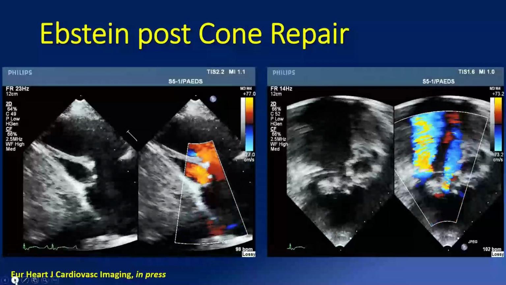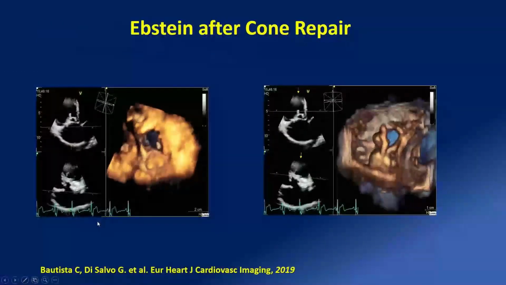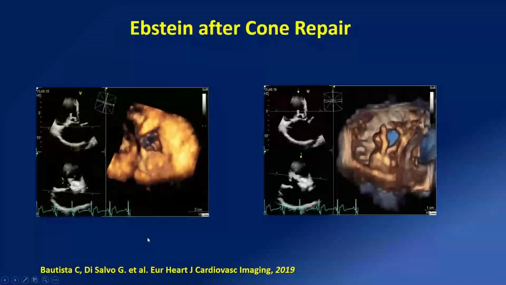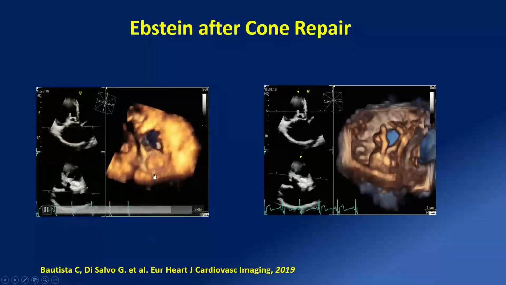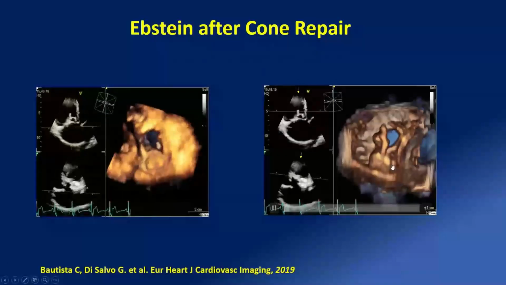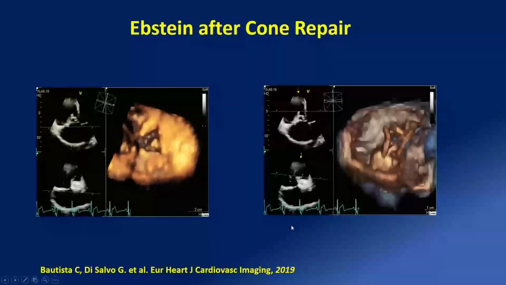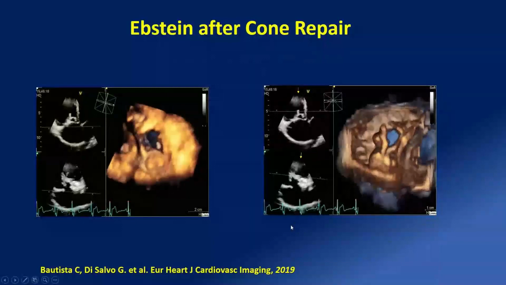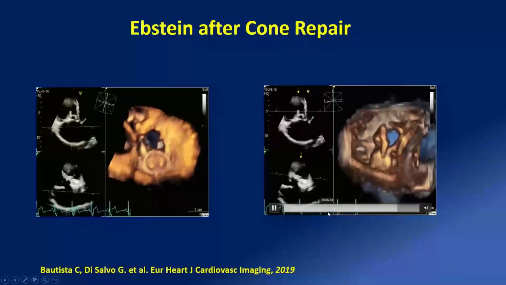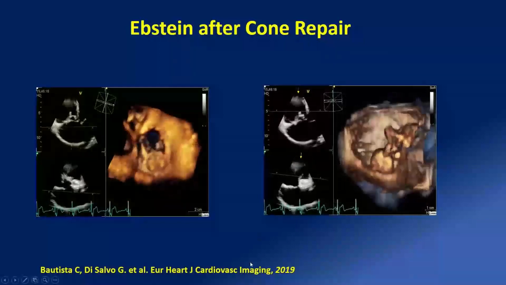We performed a percutaneous closure with a device of this periannular leakage, and we also saw that the device pushed the leaflets of the reconstructed tricuspid valve after cone together, and so we obtained a very good result by using this percutaneous approach.